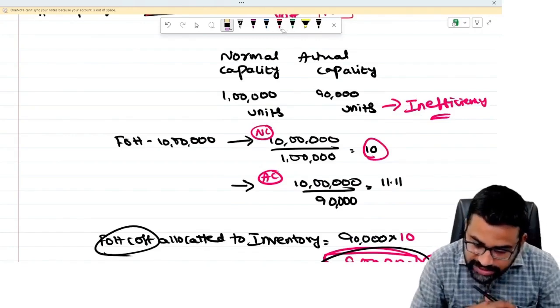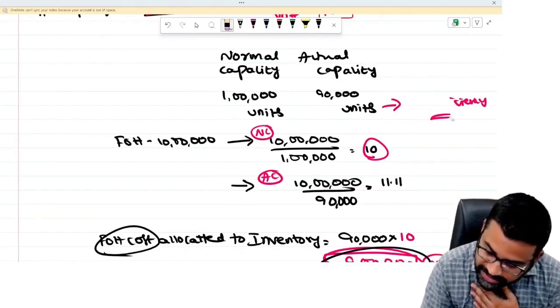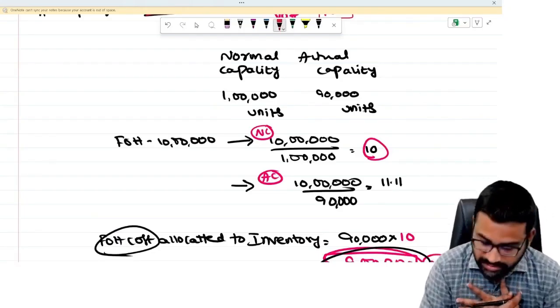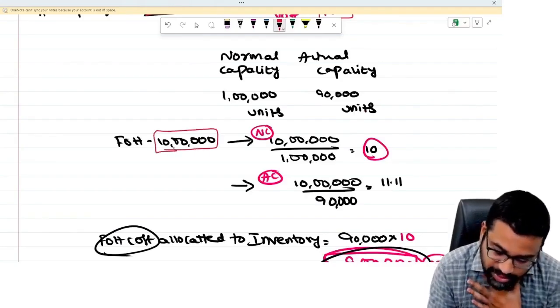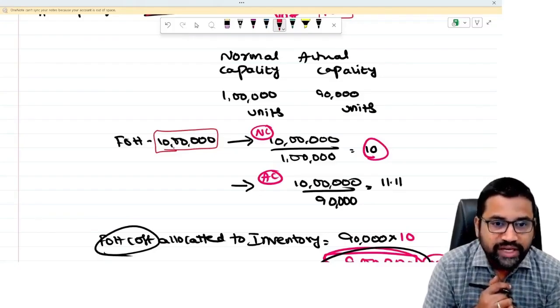See, what is the normal capacity of this entity, sir? 1 lakh units. You see here. Normal capacity 1 lakh units. Okay. Actual capacity 90,000 units. Now suppose your fixed overheads is 10 lakh rupees. Now tell me what is the allocation basis? How much of this 10 lakhs will be allocated to the inventory cost?